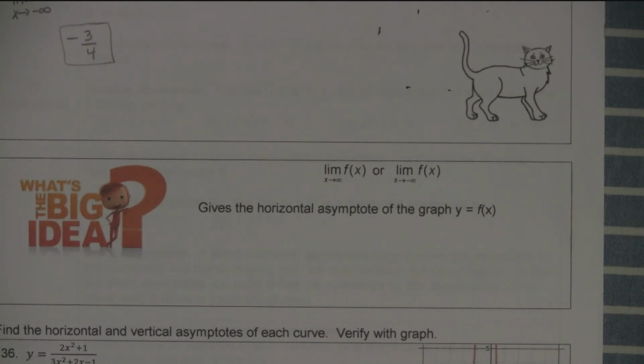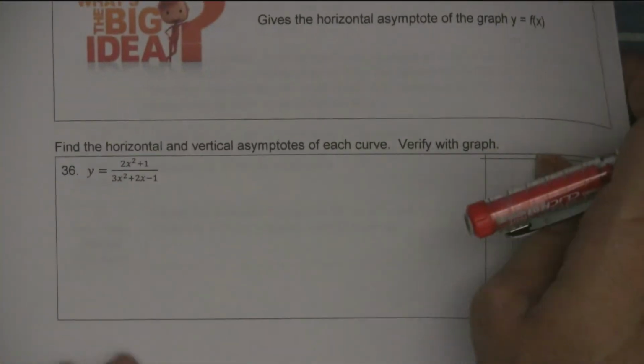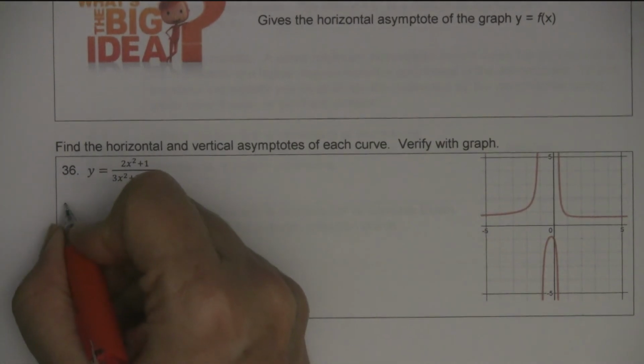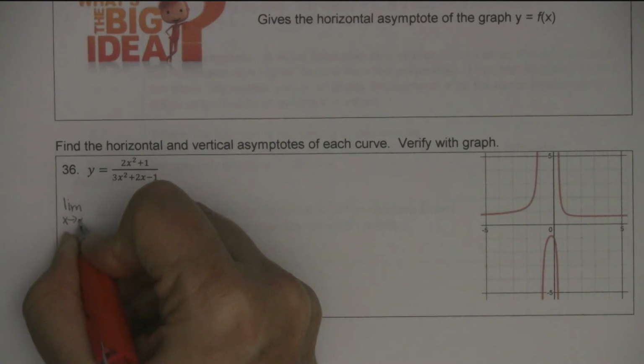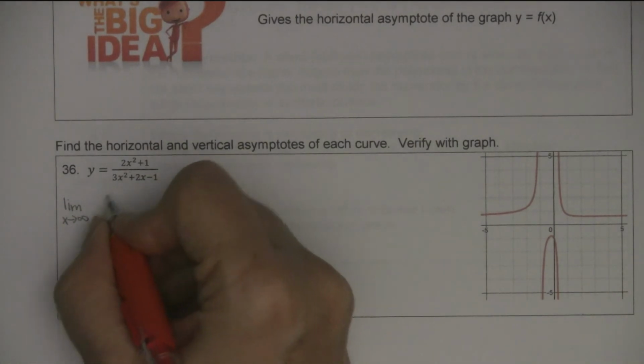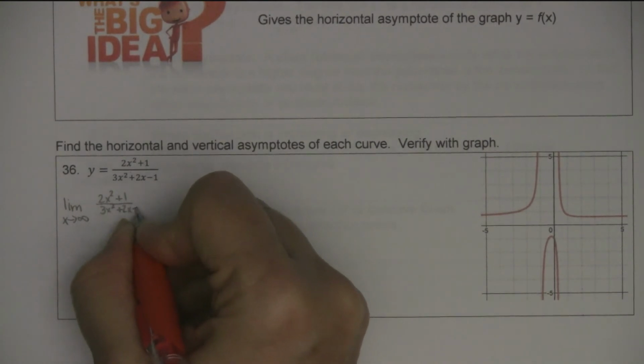And the limit as x goes to infinity of your function, or the limit as x goes to negative infinity of your function, gives the horizontal asymptote of the graph y equals f of x. So here, we want to look at that. They say find the horizontal asymptote, and they're wanting us to write out what we found. So how you find the horizontal asymptote is you look at the limit as x goes to infinity of this function, (2x squared plus 1) over (3x squared plus 2x minus 1).